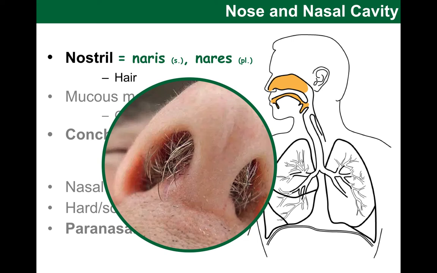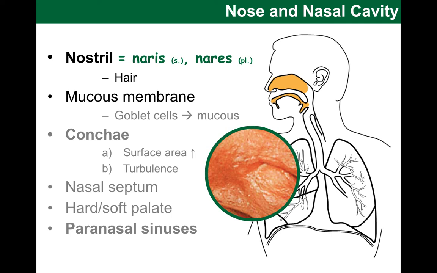Some have more, some less. Why would we have it there? Yes, to filter large particles from the air that we breathe in. We will also notice that the inside surfaces of the nasal cavity are lined with mucous membrane. This is an epithelial tissue type which is thinner than the skin, highly vascular, and characterized by the mucus.